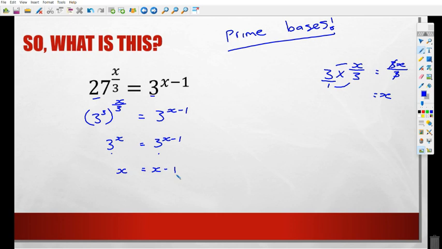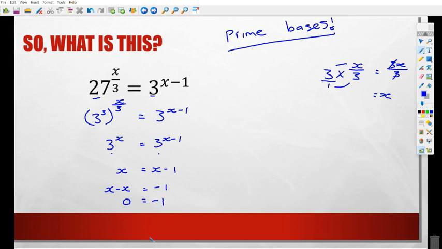Okay, now how do I get the value of x? I'm going to take all my x's to one side and leave my numbers on the other side. So I take this x across here and we've got minus x, and this becomes negative 1. Now I've got an issue here, because what is x minus x? It's 0, equal to negative 1.